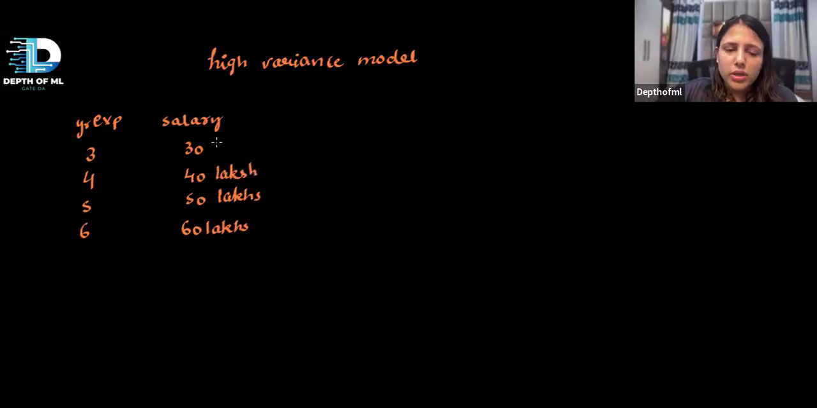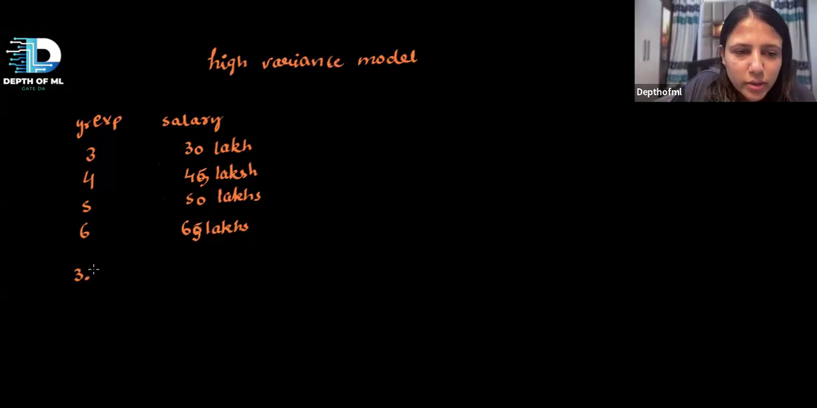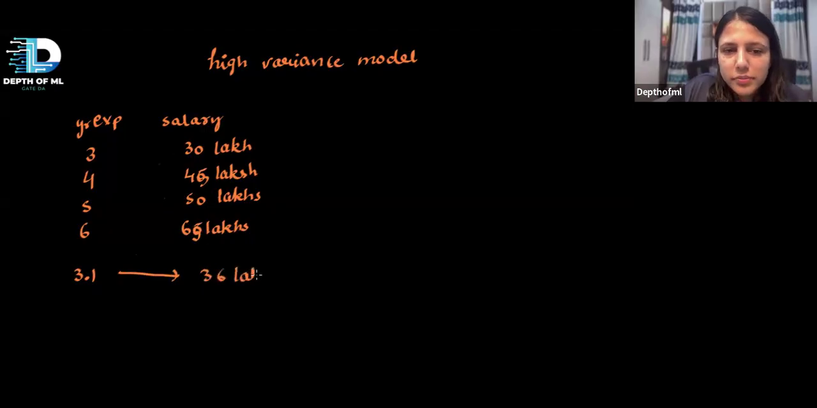It's a linear model. Suppose I fit a very high variance model, or let me just say 45, 50 and say 65. And you always like when I talk about salary. So let's say I say 3.1. Okay, so what will a high variance model do? The variance in the prediction value will be too much. So it'll probably predict 36 lakhs.